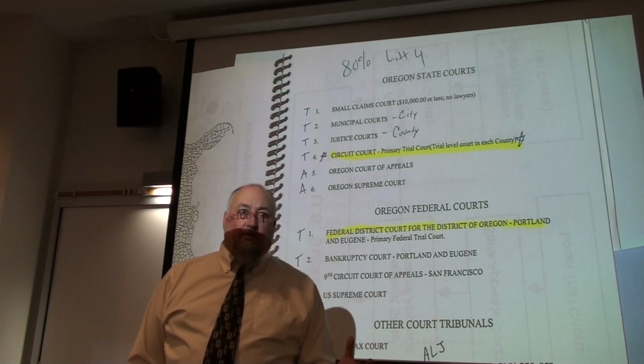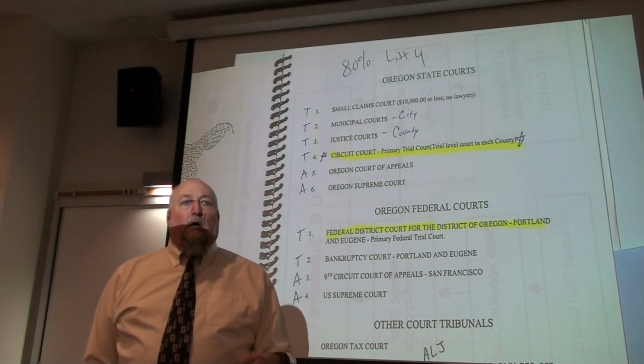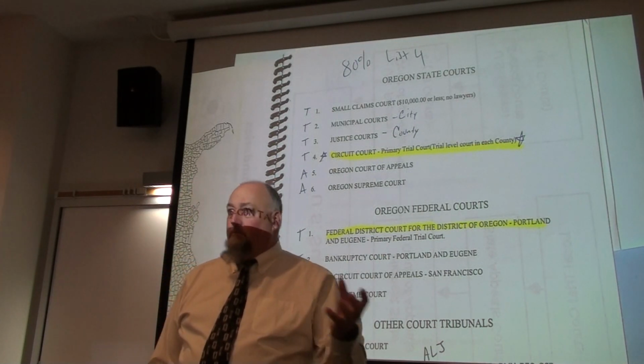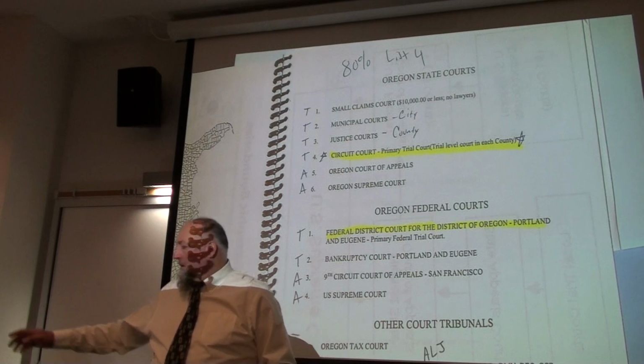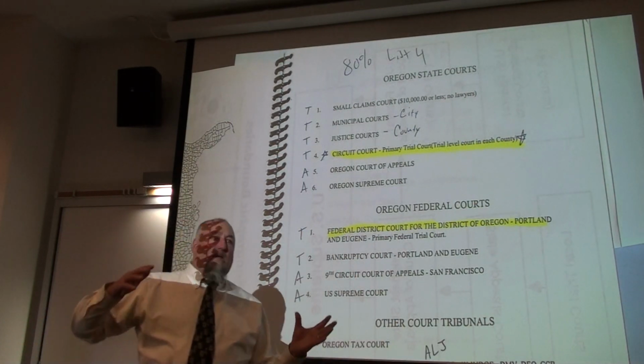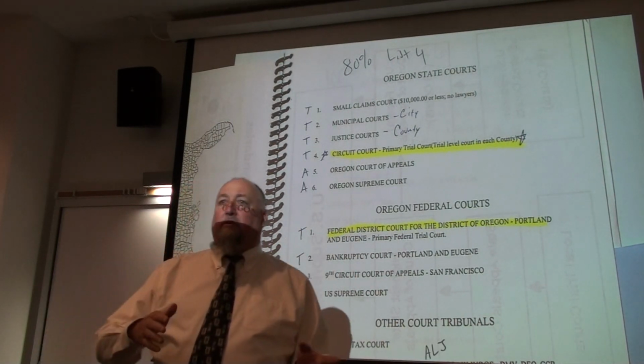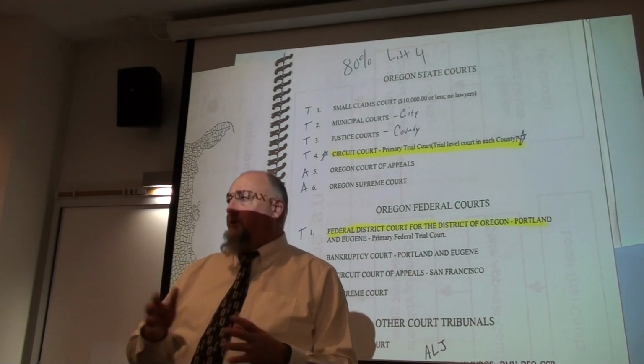We only have 1 district in the state of Oregon. Washington has 2, etc. So I just want you to know, the test question would be, what is the name of the primary trial court in the federal system? And the answer would be the Federal District Court.